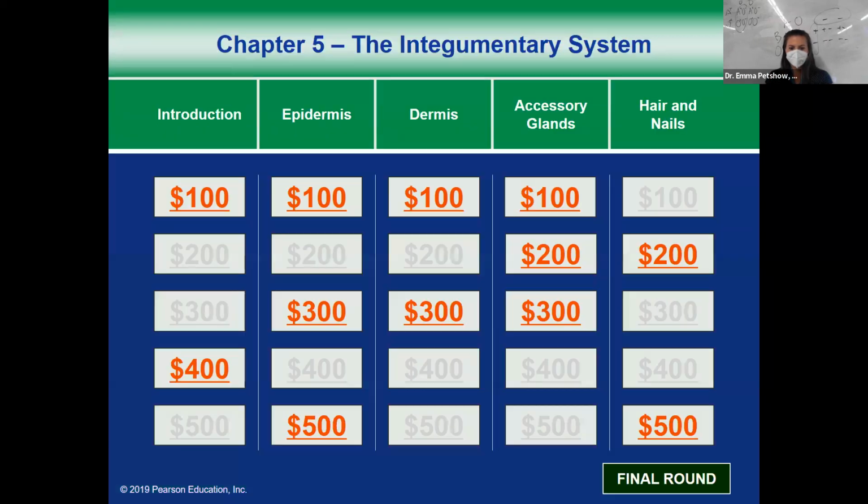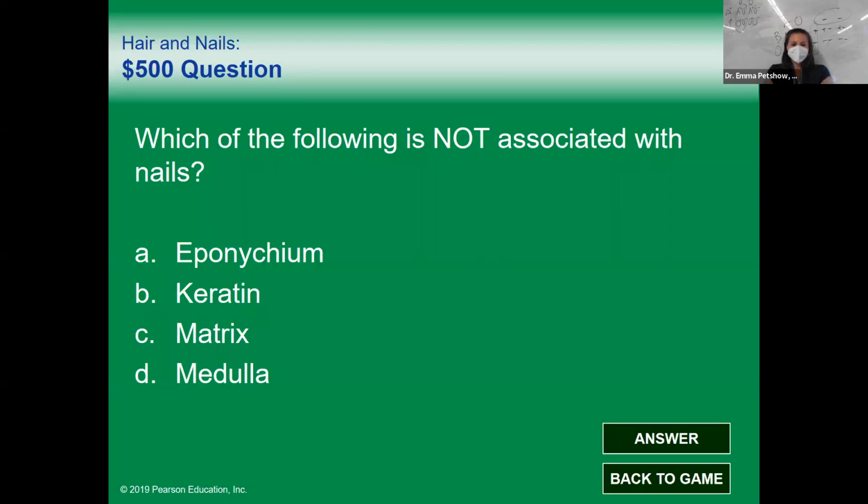Which of the following is not associated with nails? The eponychium, the keratin, matrix, or medulla? What one did you just see that was a part of? Oh, actually, there's two. Okay, never mind. That doesn't help you.